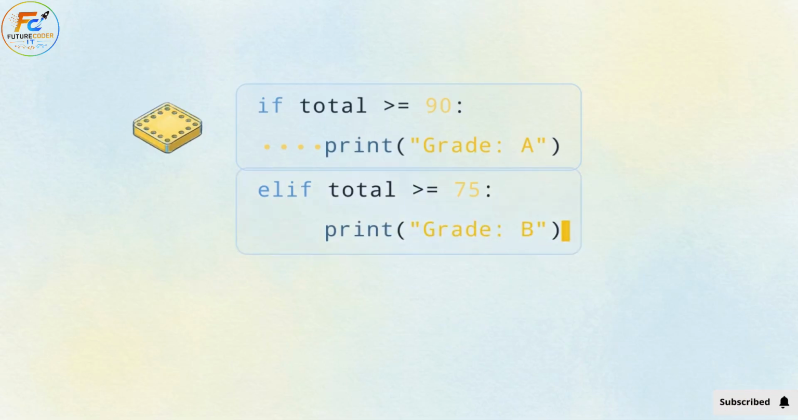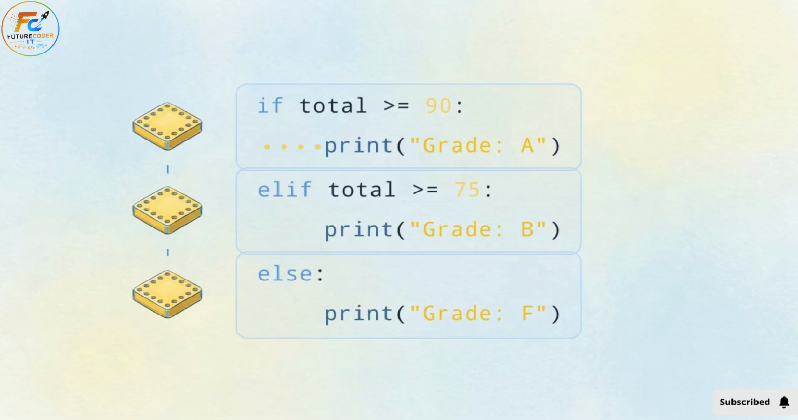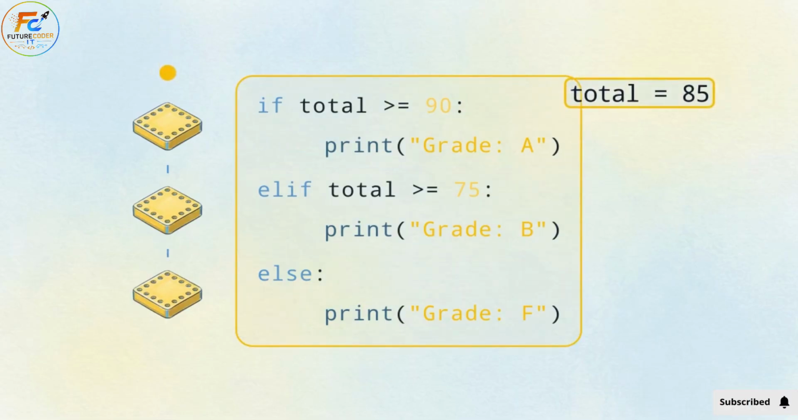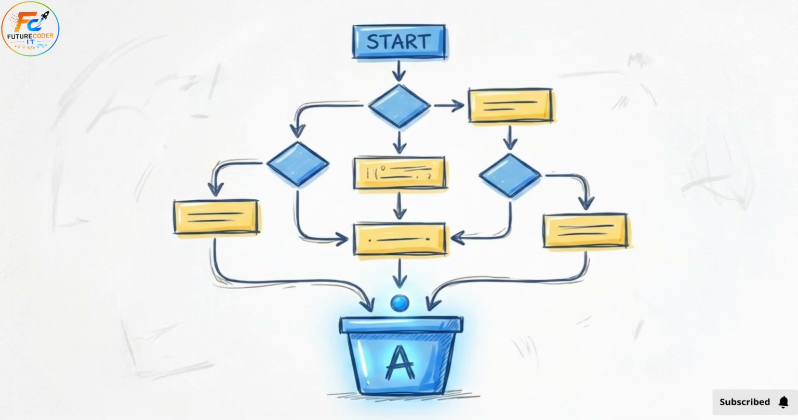Next, we'll check for the B grade. Drop back to the main edge and type elif total greater than or equal to 75, followed by another indented print statement. Python will only check this condition if the first one was false. Finally, use an else statement to catch any remaining scores that didn't meet the higher criteria, indenting its print statement exactly the same way. This sequence of logic gives your program the ability to react. It can now make autonomous decisions based on whatever numbers the user types in.